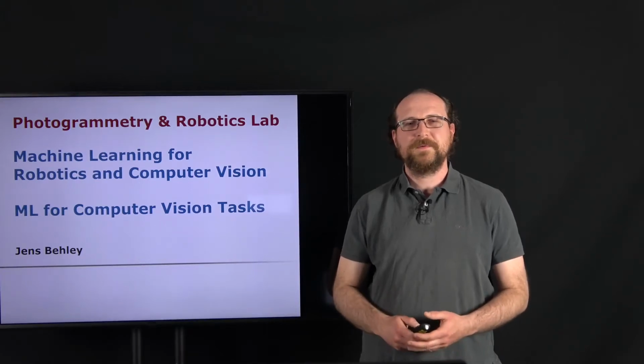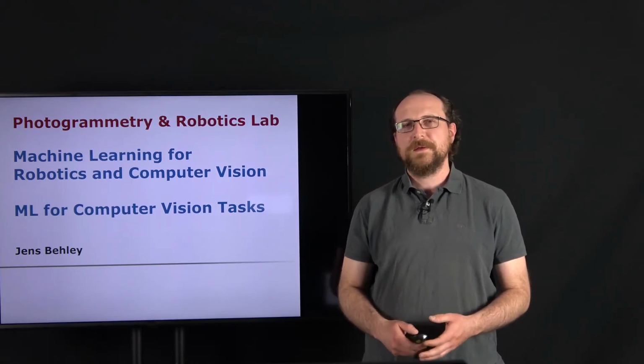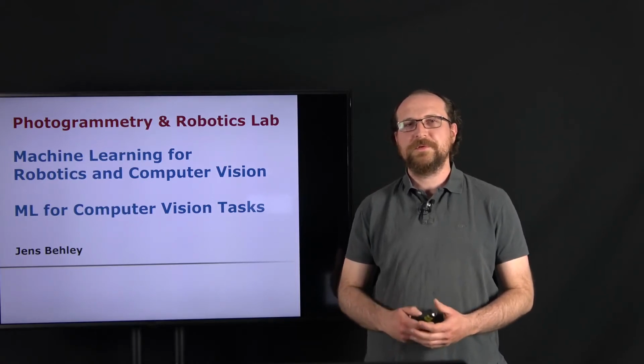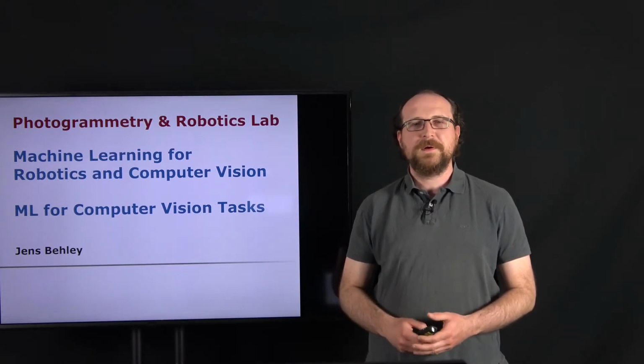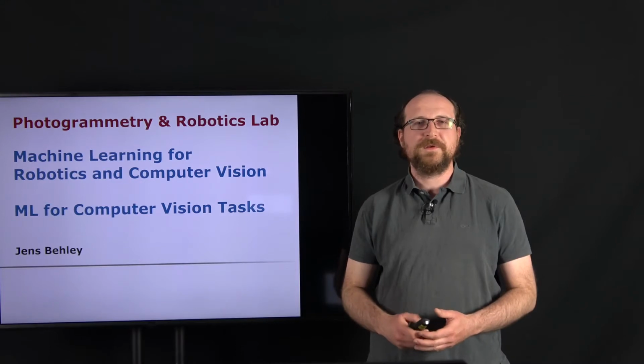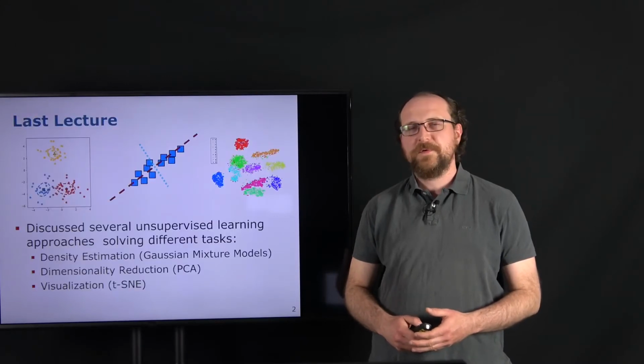Hello and welcome to the 6th lecture of Machine Learning for Robotics and Computer Vision. In this lecture we will talk about machine learning for computer vision tasks and will cover some methods to actually use the methods that we had described before for actual computer vision tasks. But first let's have a look at what happened in the last lecture.